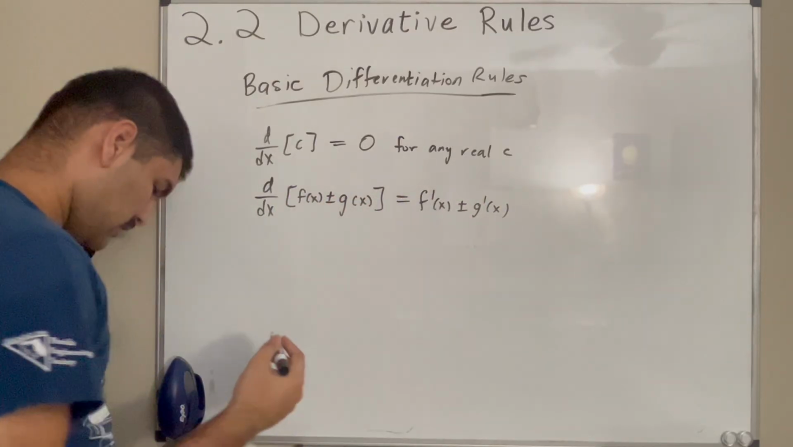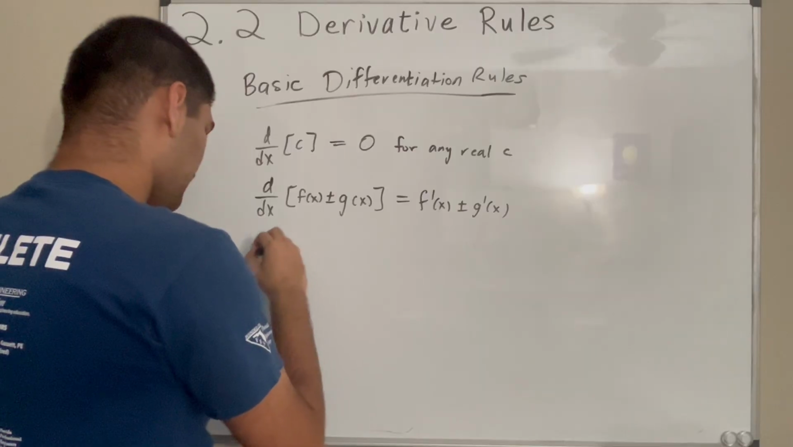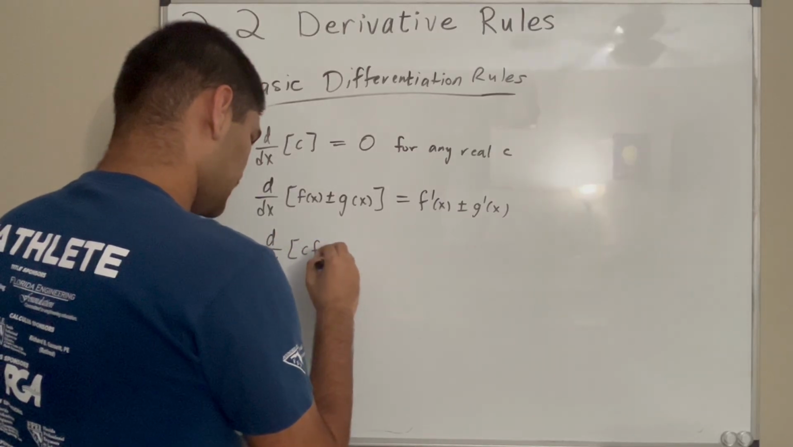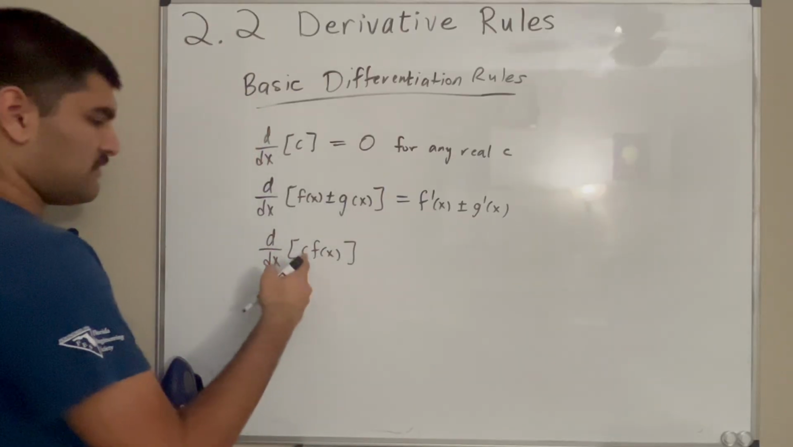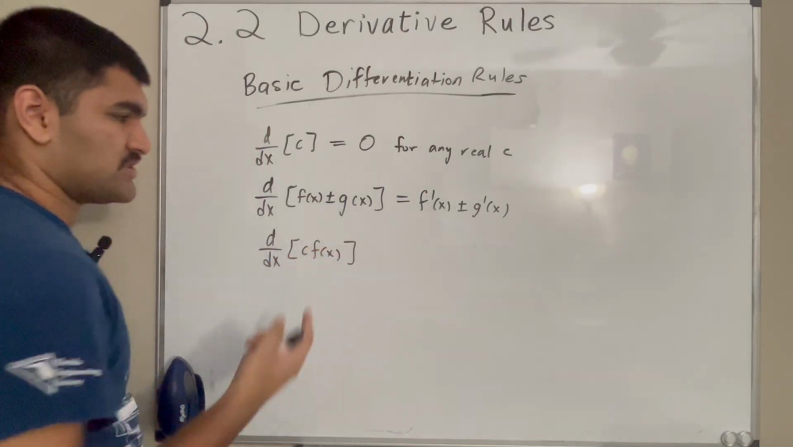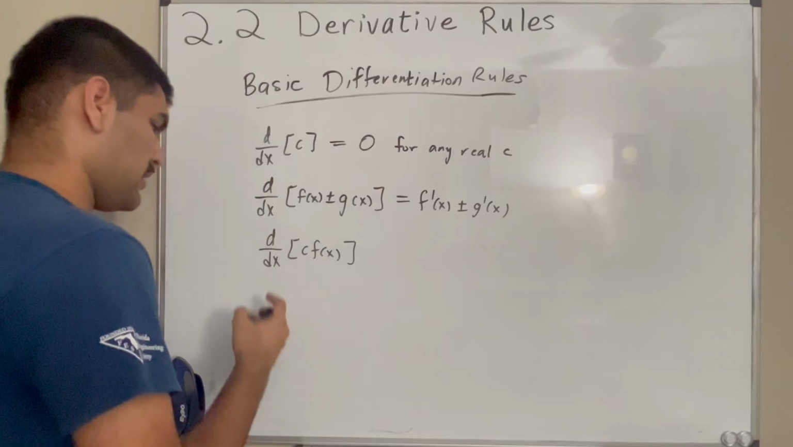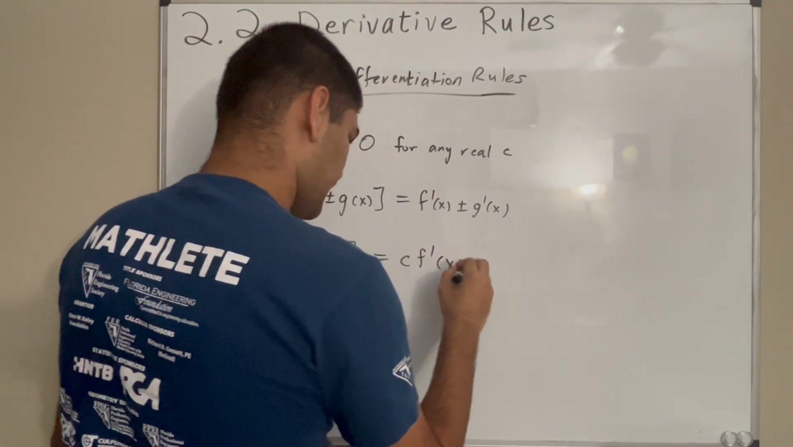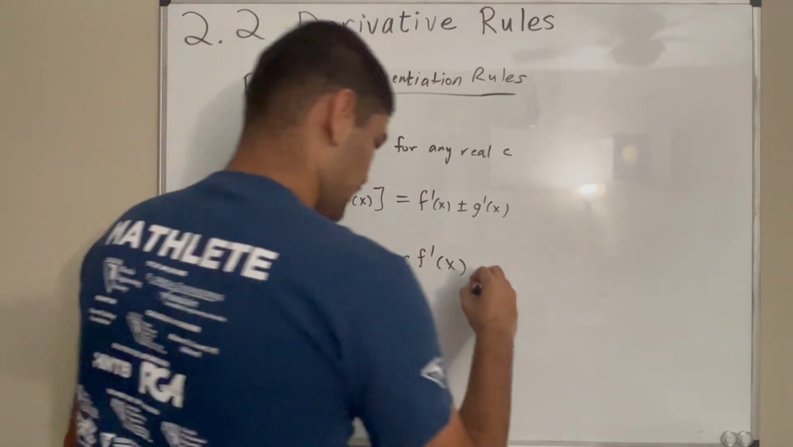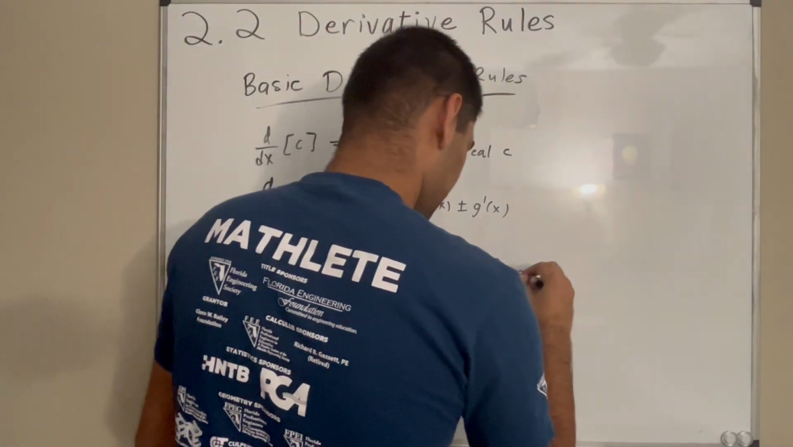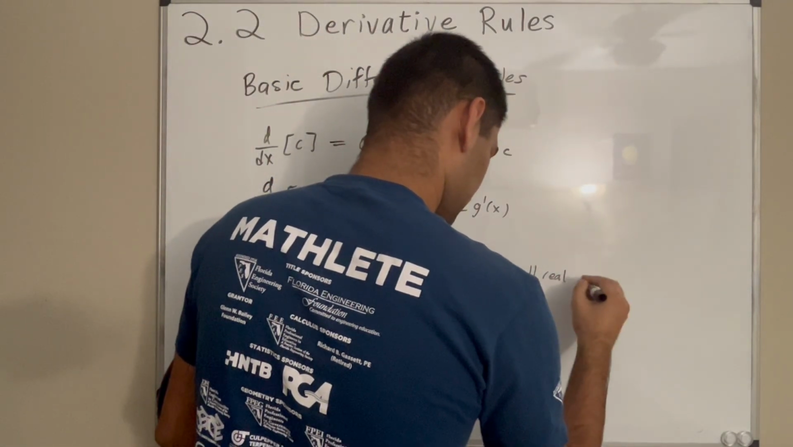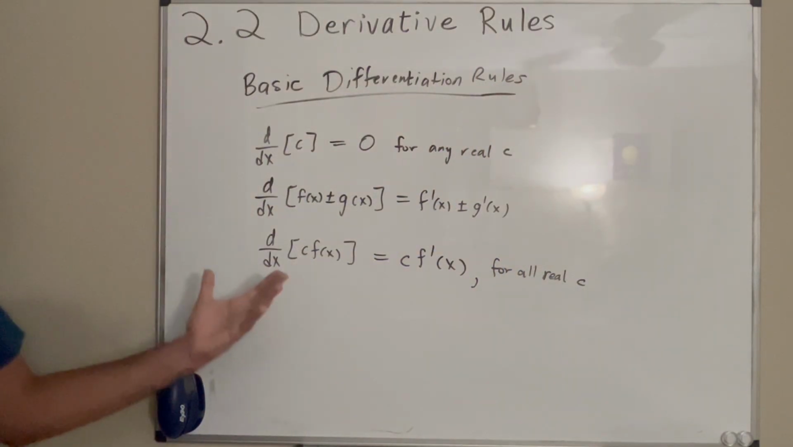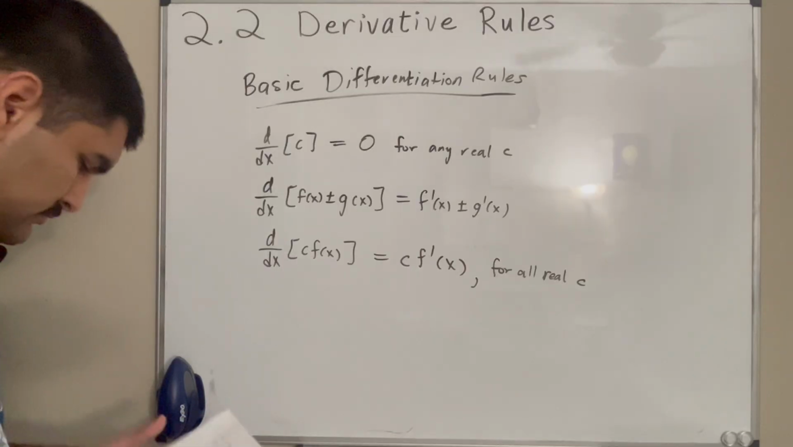And then we have the derivative of a constant multiple. If we have the derivative of c times f of x, where c is a constant, then this is just equal to c times the derivative of f, so c times f prime of x. And this is for all real c. So these are the three basic differentiation rules that you need to know.